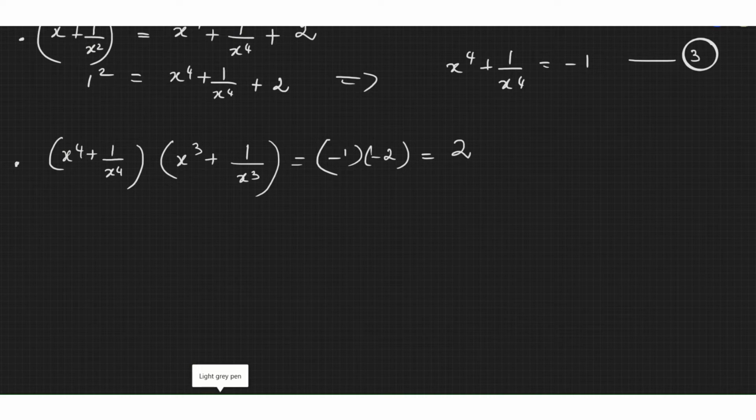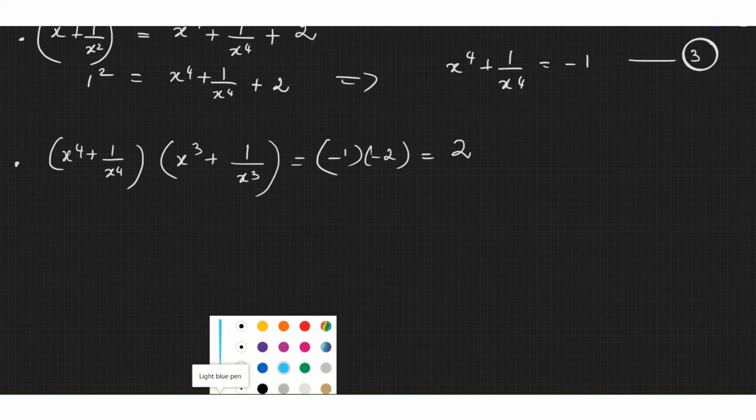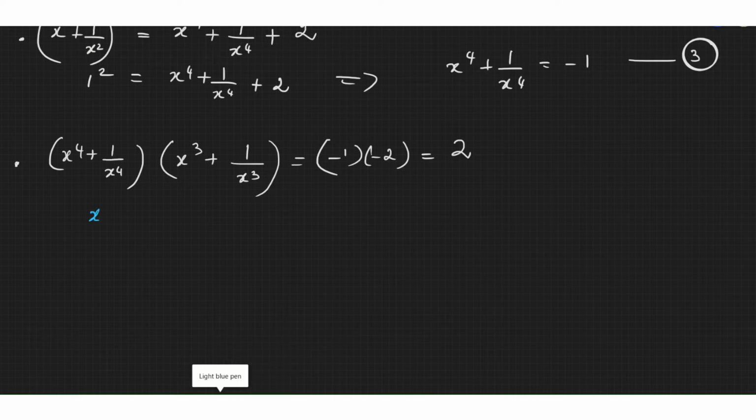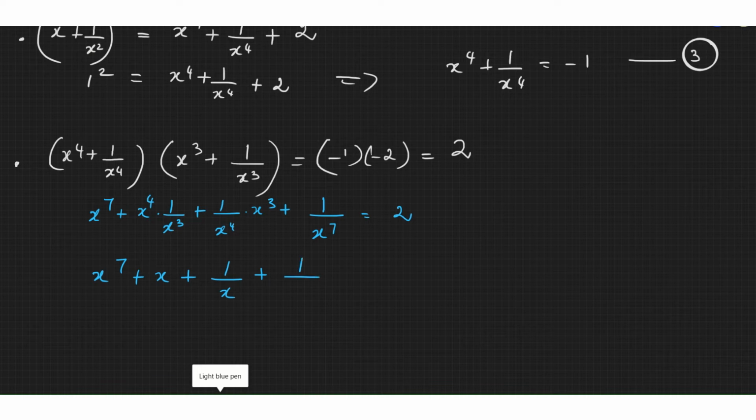Or I can multiply these things together. You get x to the 7th plus x to the 4th times 1 by x cubed plus 1 by x to the 4th times x cubed plus 1 by x to the 7th is 2, or x to the 7th plus x plus 1 by x plus 1 by x to the 7th is 2.